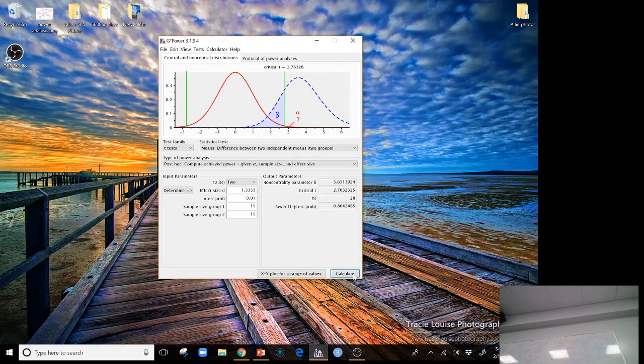Part B. Now it says, how many participants would you need per group to obtain 95% power with alpha equal 0.01 and two tails? So what do we need to change?